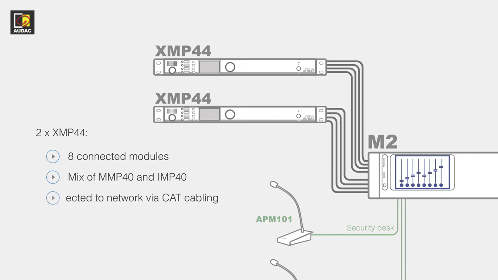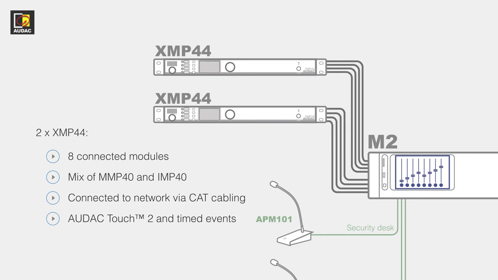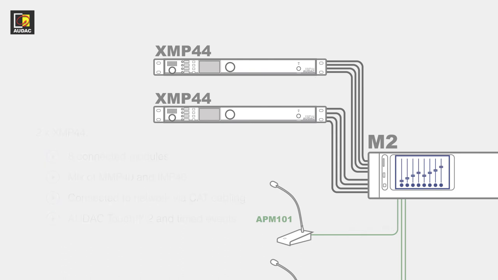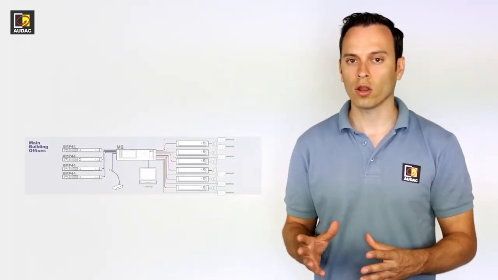The M2 matrix and the XMP44 audio player units are all connected and controlled by the company Wi-Fi. This lets the user have access to the AUDAC Touch app and timed events to mute the zones out of working hours. This is a very common example, but we can expand the system in a lot of ways.